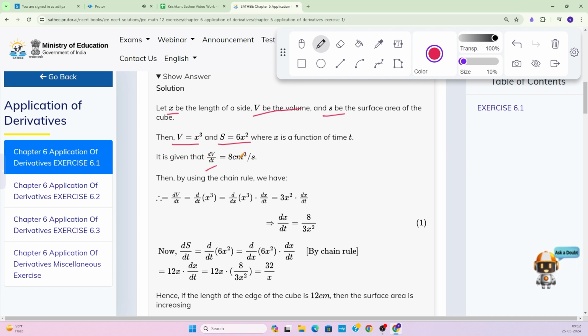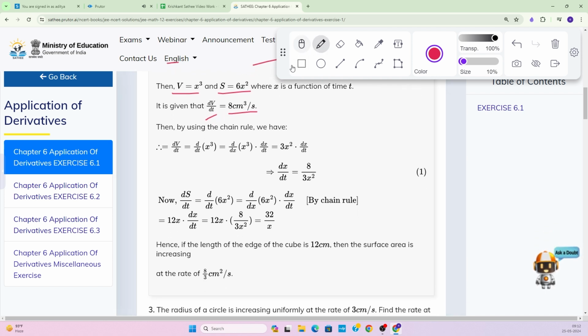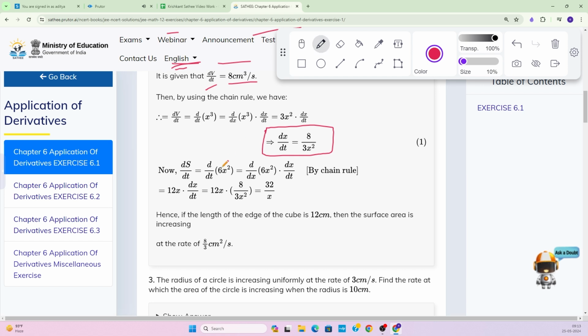So dV by dt is equal to 8 centimeter cube per second, and from the expression, dV by dt is 3x square multiplied with dx by dt. Now dx by dt you can easily evaluate, because dV by dt is given as 8 centimeter cube per second. Now dS by dt will be the derivative of 6x square with respect to time. This means 12x multiplied with dx by dt, and dx by dt is 8 divided by 3x square.